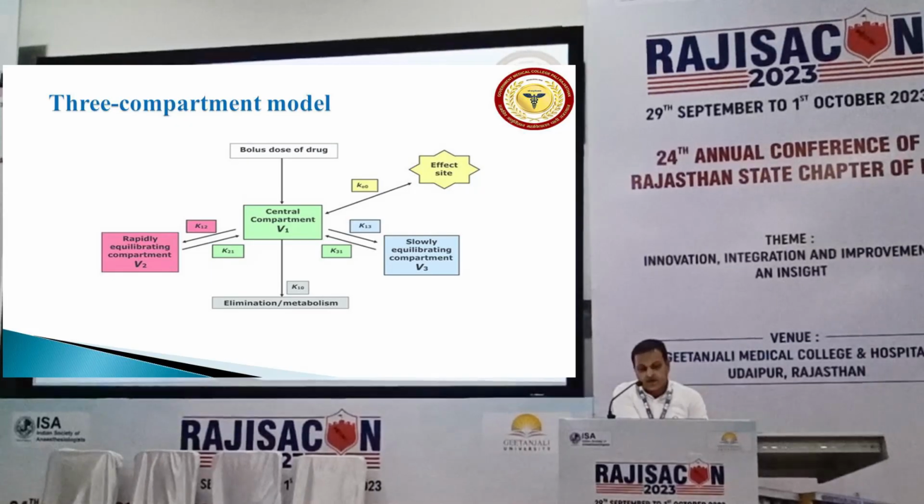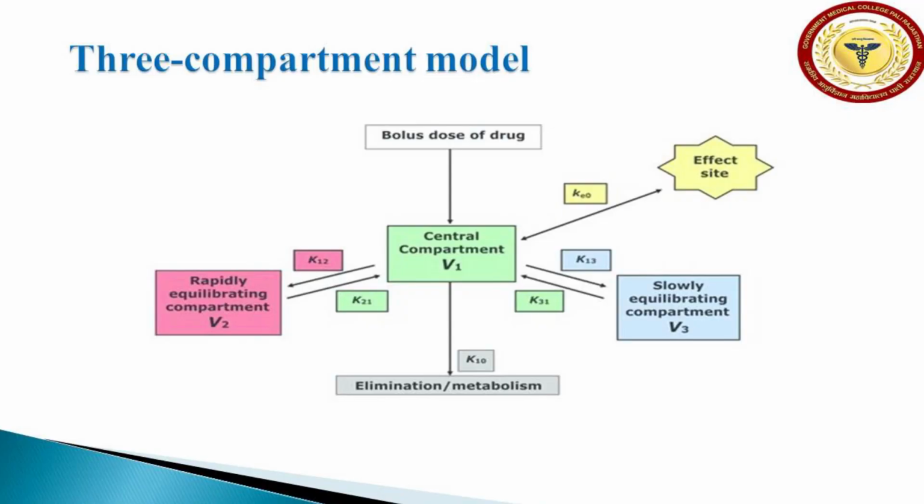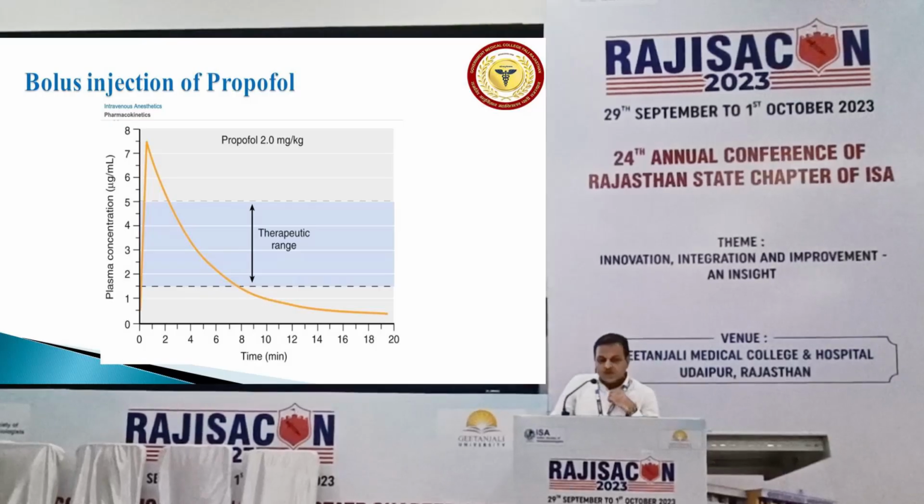Drug from the peripheral compartment achieves equilibrium between the central compartment and peripheral compartment. So the drug from the peripheral compartment returns to the central compartment. This is called the redistribution of the drug. Here the drug is metabolized and eliminated. Bolus infusion of propofol.